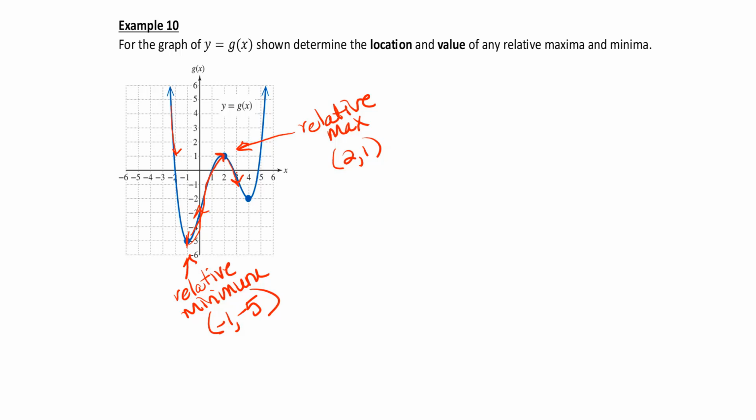So then the function is decreasing until you hit x equals 4, and then it starts increasing again. So that's another relative minimum. It's a low spot in the function. And that is at 4, -2. So when x equals 4, you have a relative minimum. When x equals 2, you have a relative maximum. When x equals -1, you have a relative minimum at the point -1, -5.